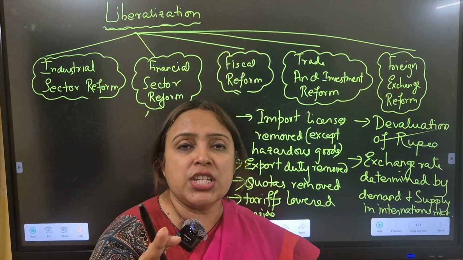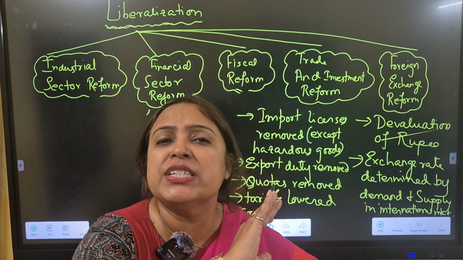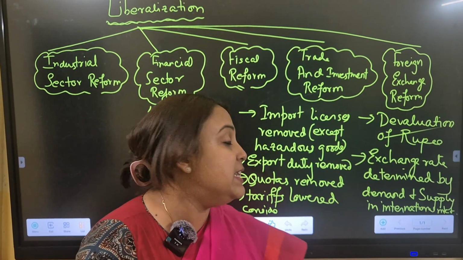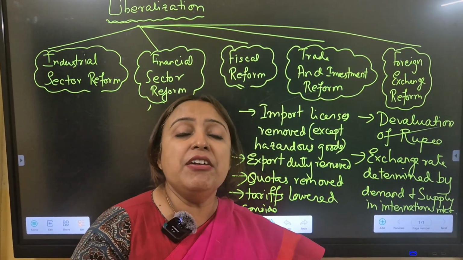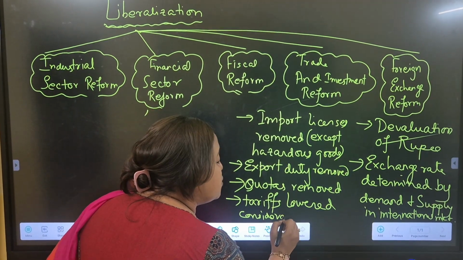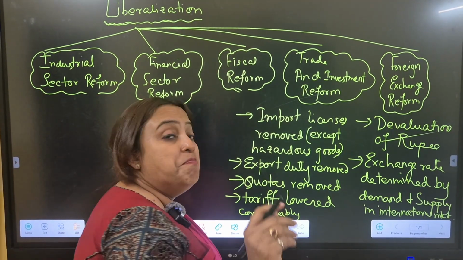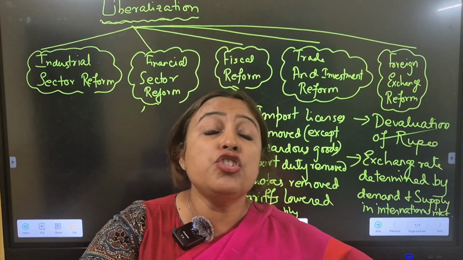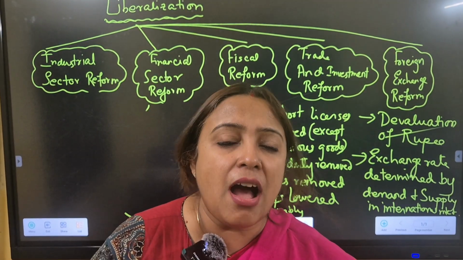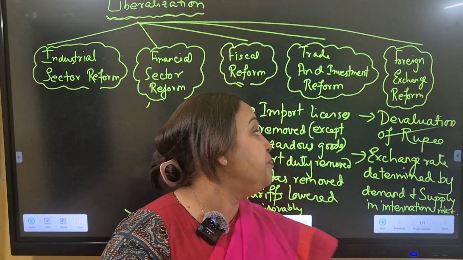Number three, quotas, that is quantitative restrictions, was completely dismantled, which used to be there from 1950 to 1990. And the last one, the tariffs were lowered considerably, such that the imports in India are not of a high price, but they are affordable by common Indians. Aam Indians usko khareed sake.